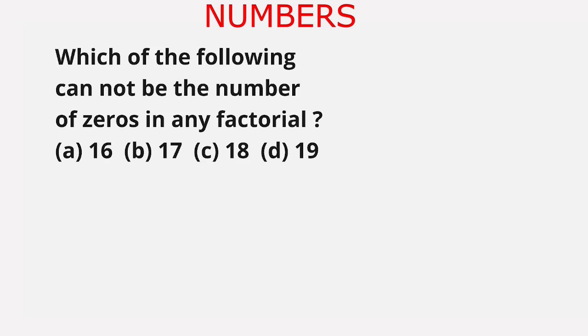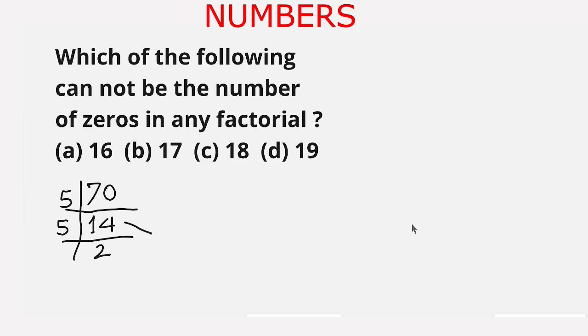So we have to start from 70 factorial. We divide 70 successively by 5. 5 divides 70 for 14 times. We again divide 14 by 5 and it divides for 2 times. So 14 plus 2 is 16, and that is the power of 5 in 70 factorial. And that will also be the power of 10 in 70 factorial. So there will be 16 zeros at the end of 70 factorial.